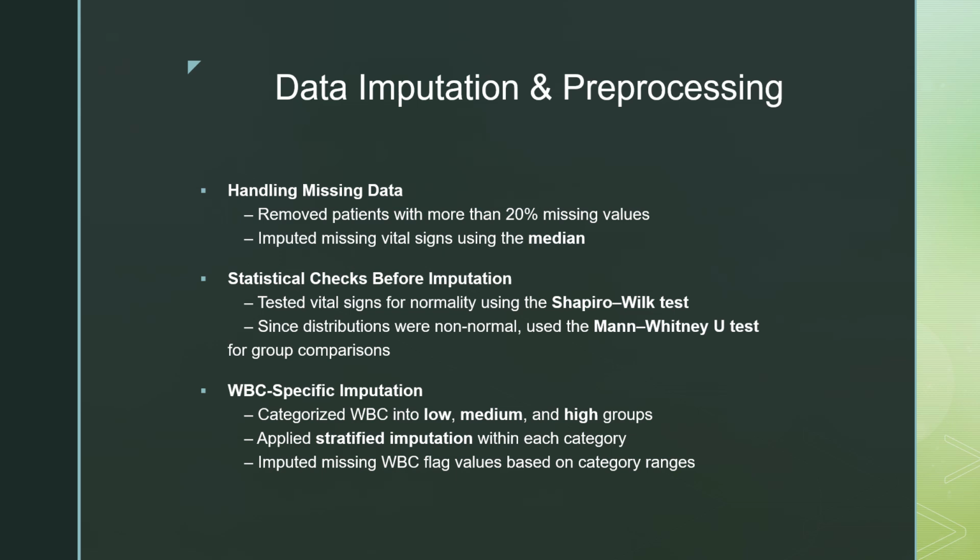For WBC counts, I created low, medium, and high categories and applied stratified imputation within each group to preserve the clinical meaning. As future work, I would like to extend the stratified imputation approach to other vital signs to improve the accuracy of the missing values.